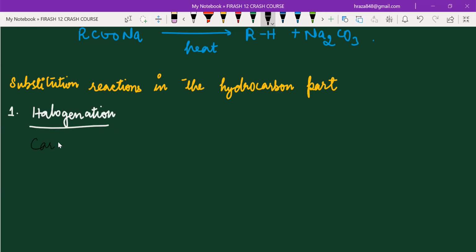I'm going to write a point about this. Please do write with me. Carboxylic acids having an alpha hydrogen are halogenated. That means addition of halogen will take place at alpha position.